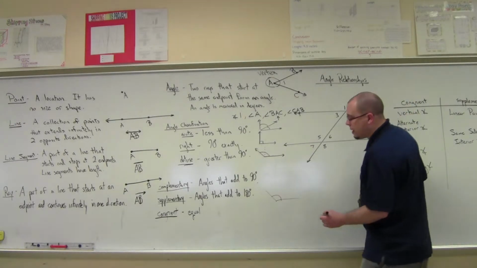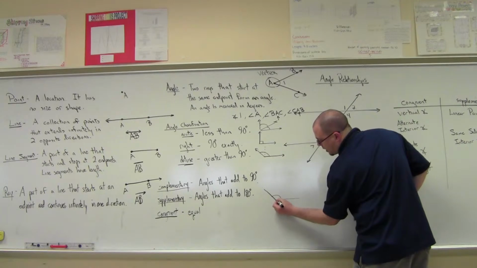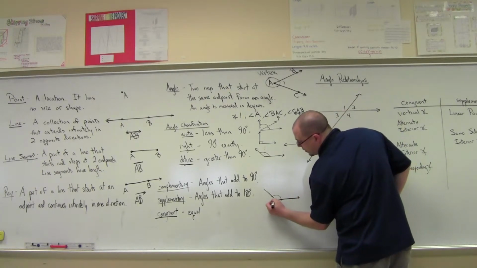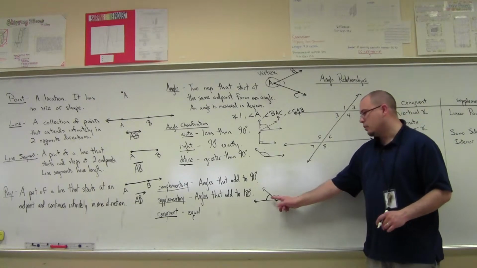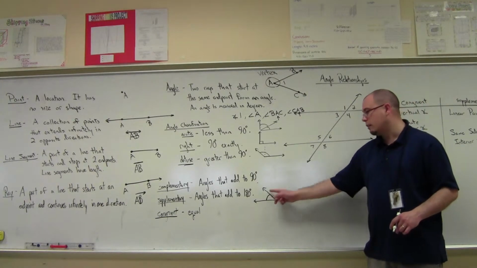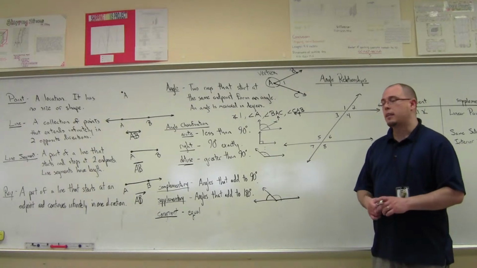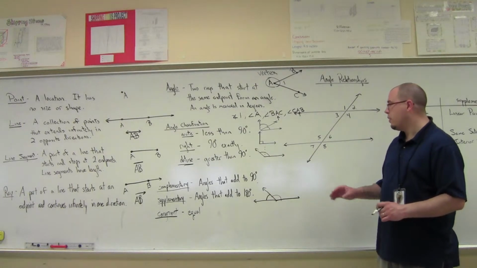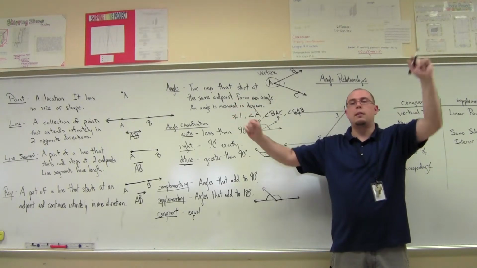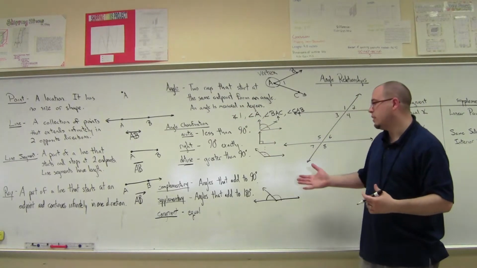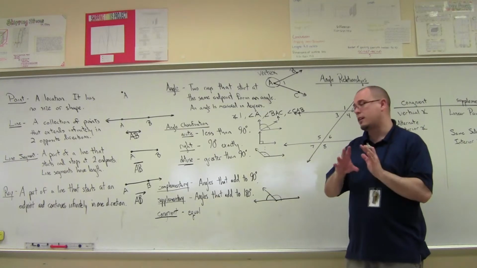Supplementary is the idea that two angles add to 180 degrees. So here's one angle here, and if we had another angle here, and the two of them added to 180 degrees, that would make them supplementary. Again, they don't need to be adjacent, which means that they're sharing a side here. They don't need to be that. We could have an angle that's 100 degrees over here and an angle that's 80 degrees over there, and that would still make 180 degrees. That would still make them supplementary even if they're not touching.